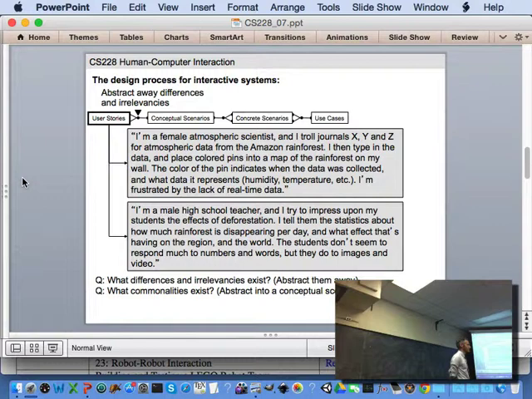Hopefully this won't matter, right? So let's at least try and remove that. One's a teacher, one's a scientist. Might matter, right? I don't know. Again, it depends on what exactly does the scientist want to see and what exactly does the high school teacher want the students to see to really understand what's going on in the rainforest. Maybe that one's a little trickier. What else? What are some other irrelevancies?